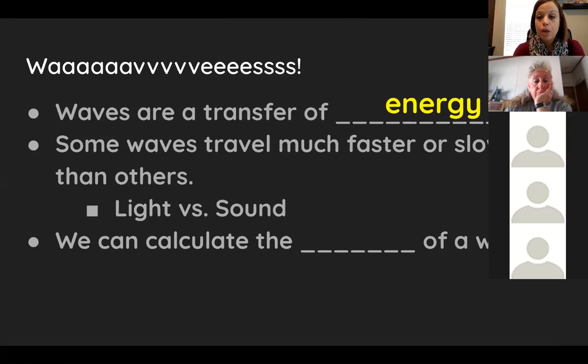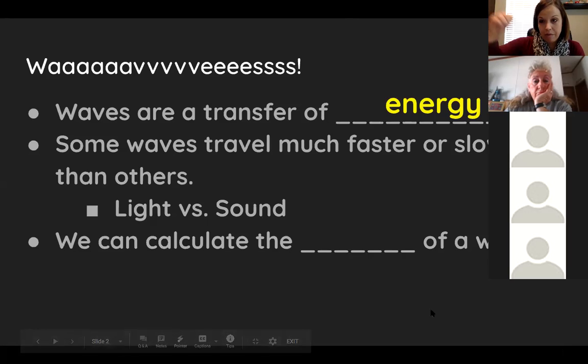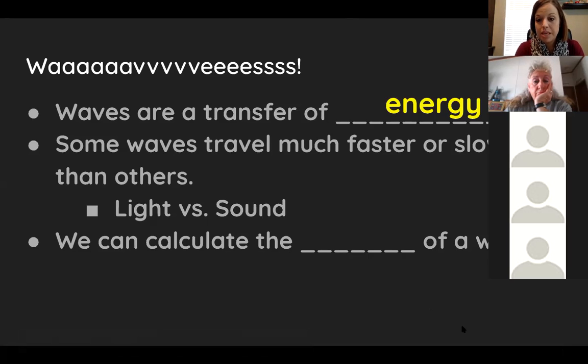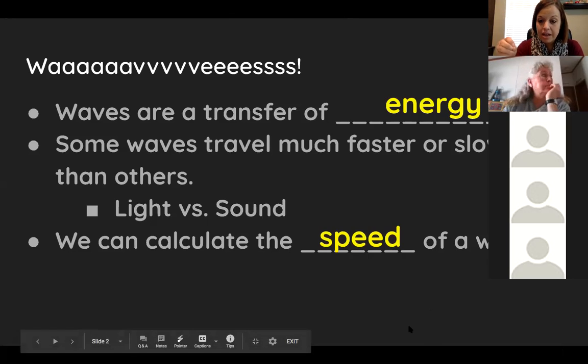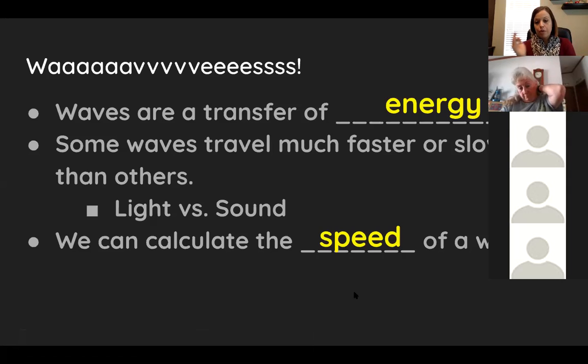Okay. So I just said the magic word, if you heard it, but we can calculate the length of a wave. So what do we call that? How fast or how slow something is moving. Good job, Colton. Yep, speed. We can calculate the speed of a wave. Thank you, Trey. Good job, Draven. So that's what our focus is today.